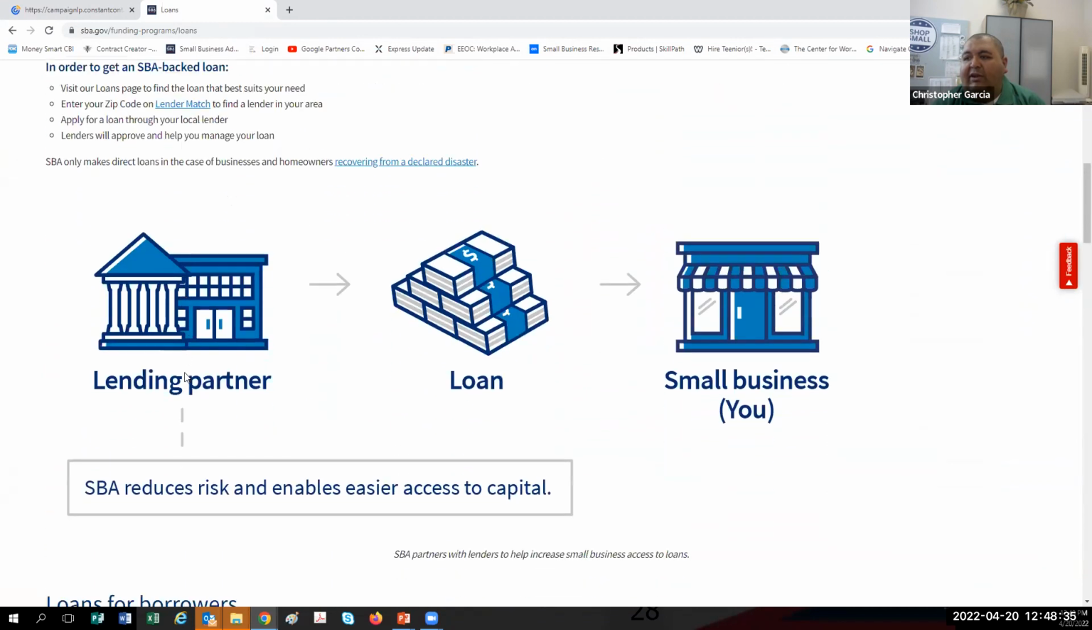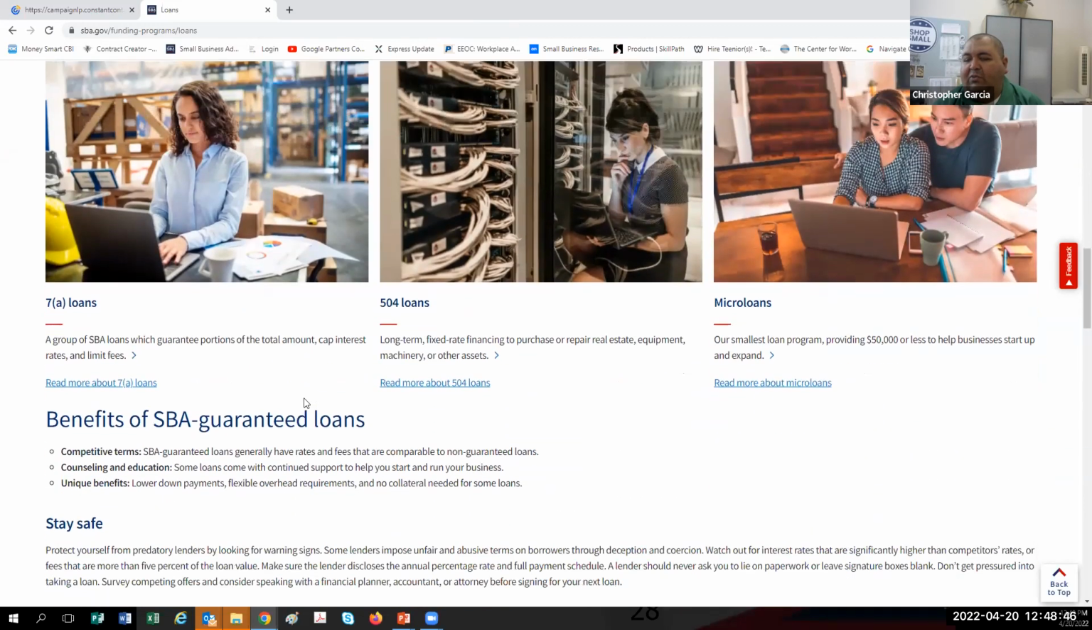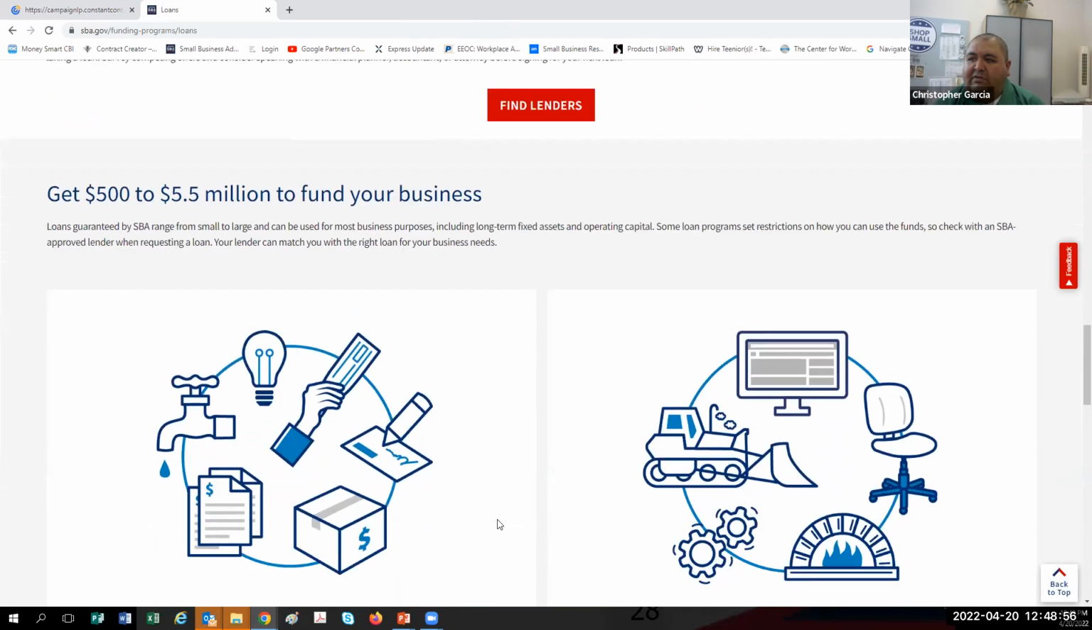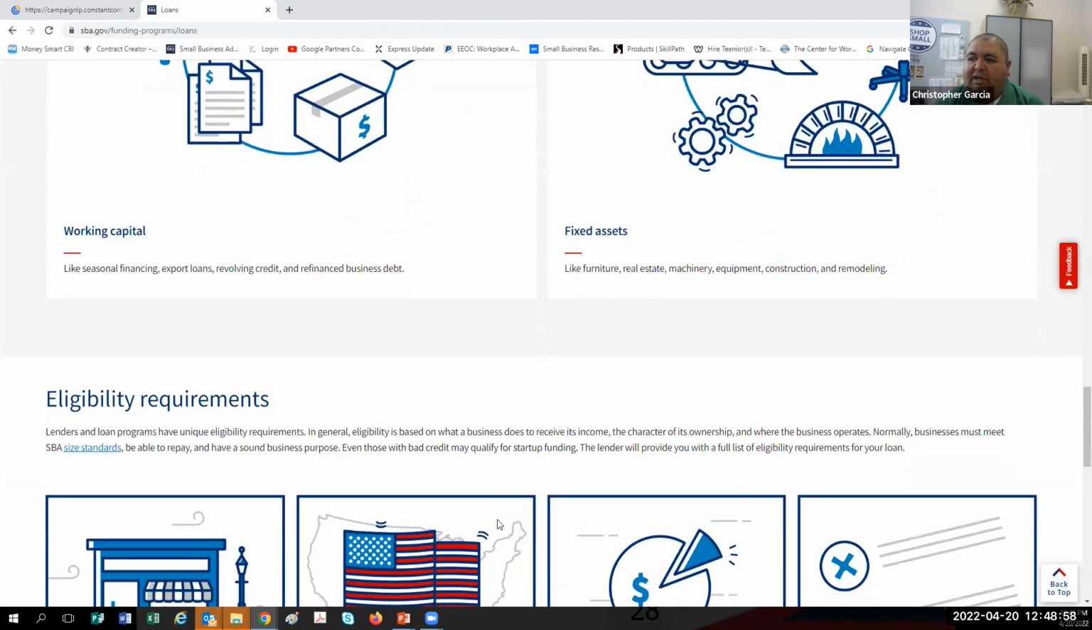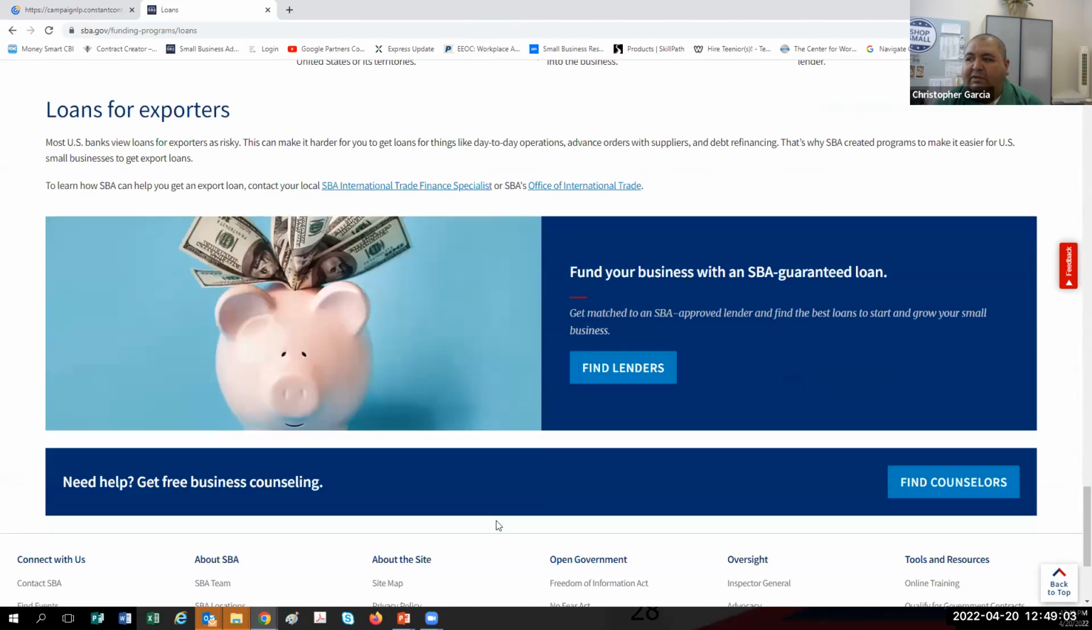And this is how they work. You work with a lending partner, and the SBA provides a guarantee to reduce the risk of the loan and enable access to capital. The common types of loans people on the call right now would be interested in are probably 7(a) loans and the microloans. And it tells you what it's available for. It gives you some of the requirements.